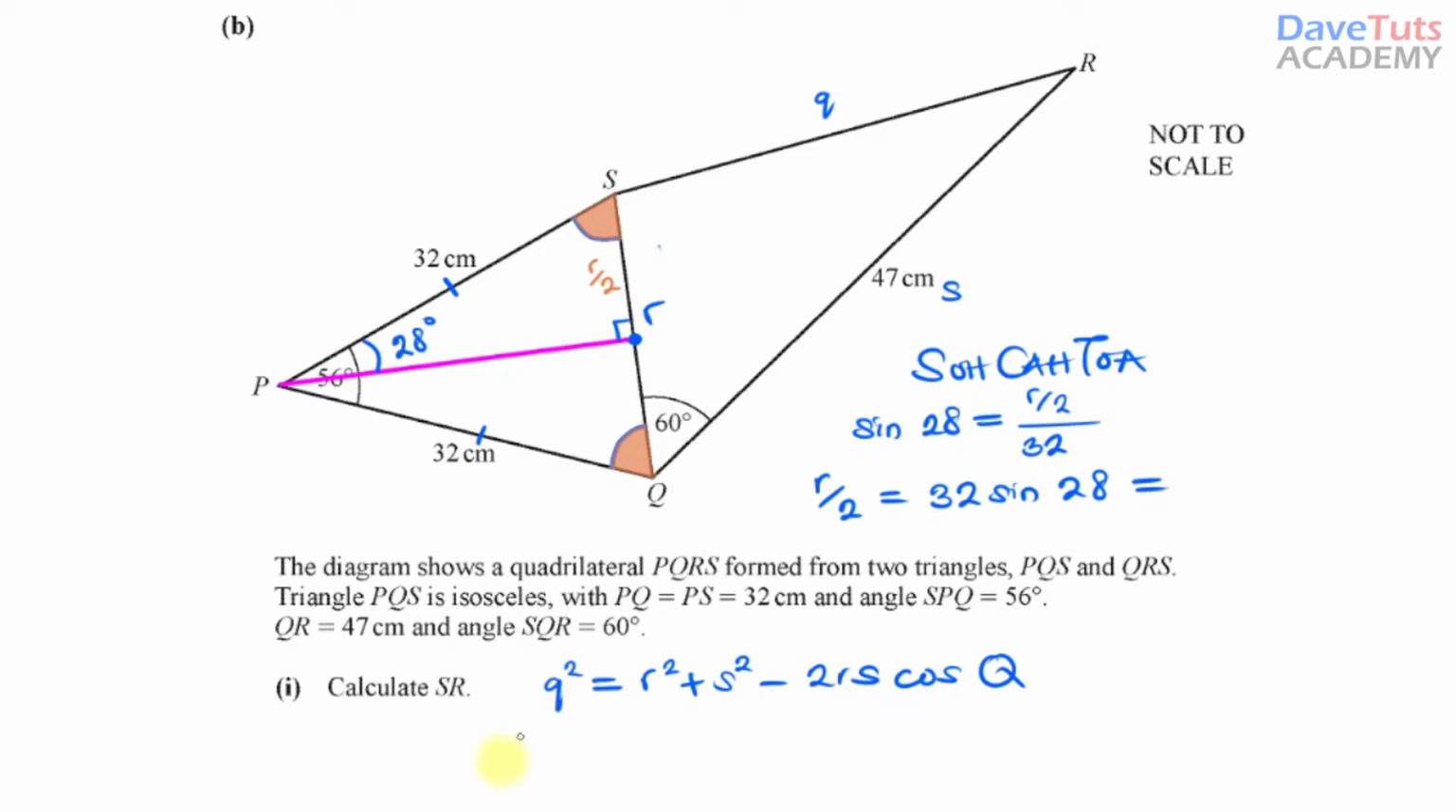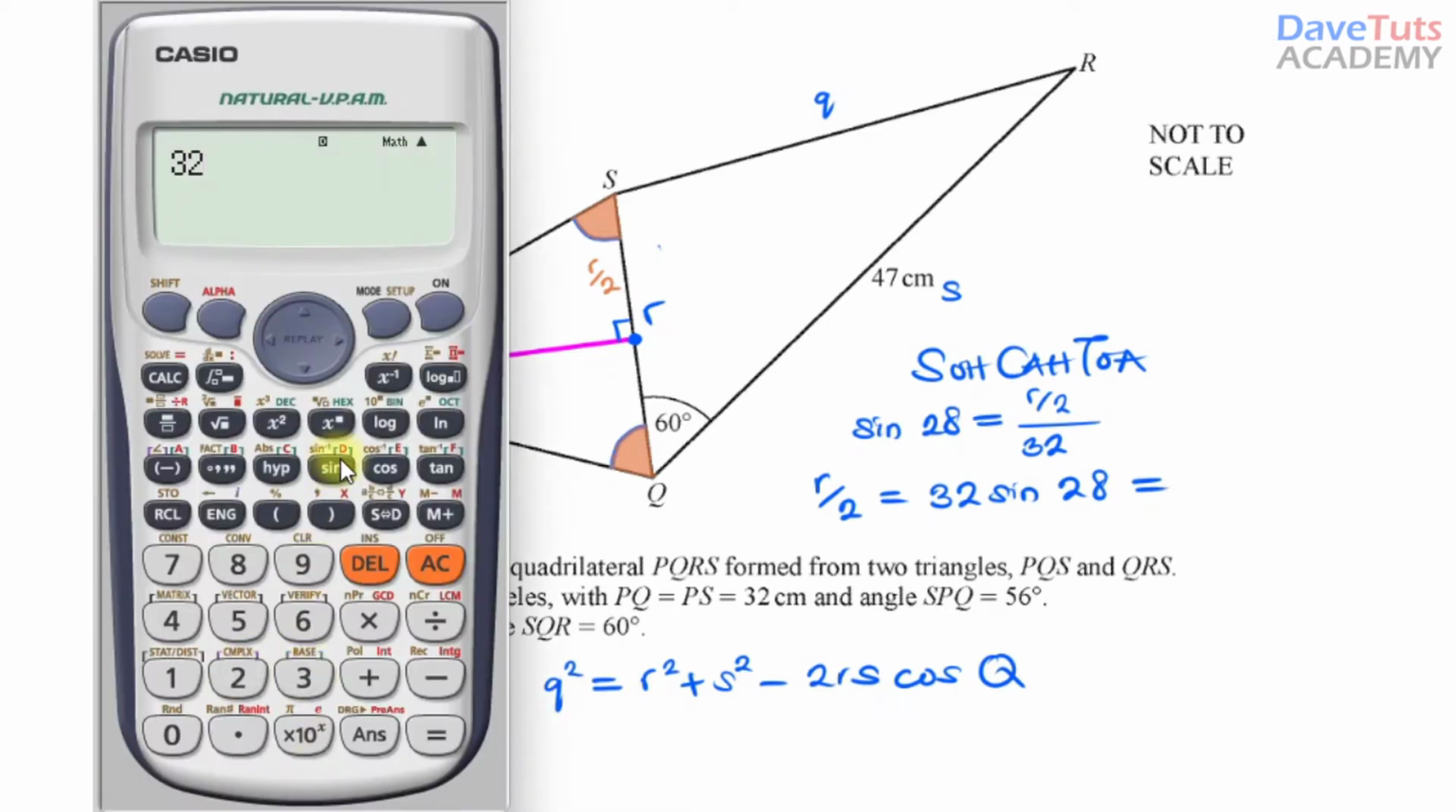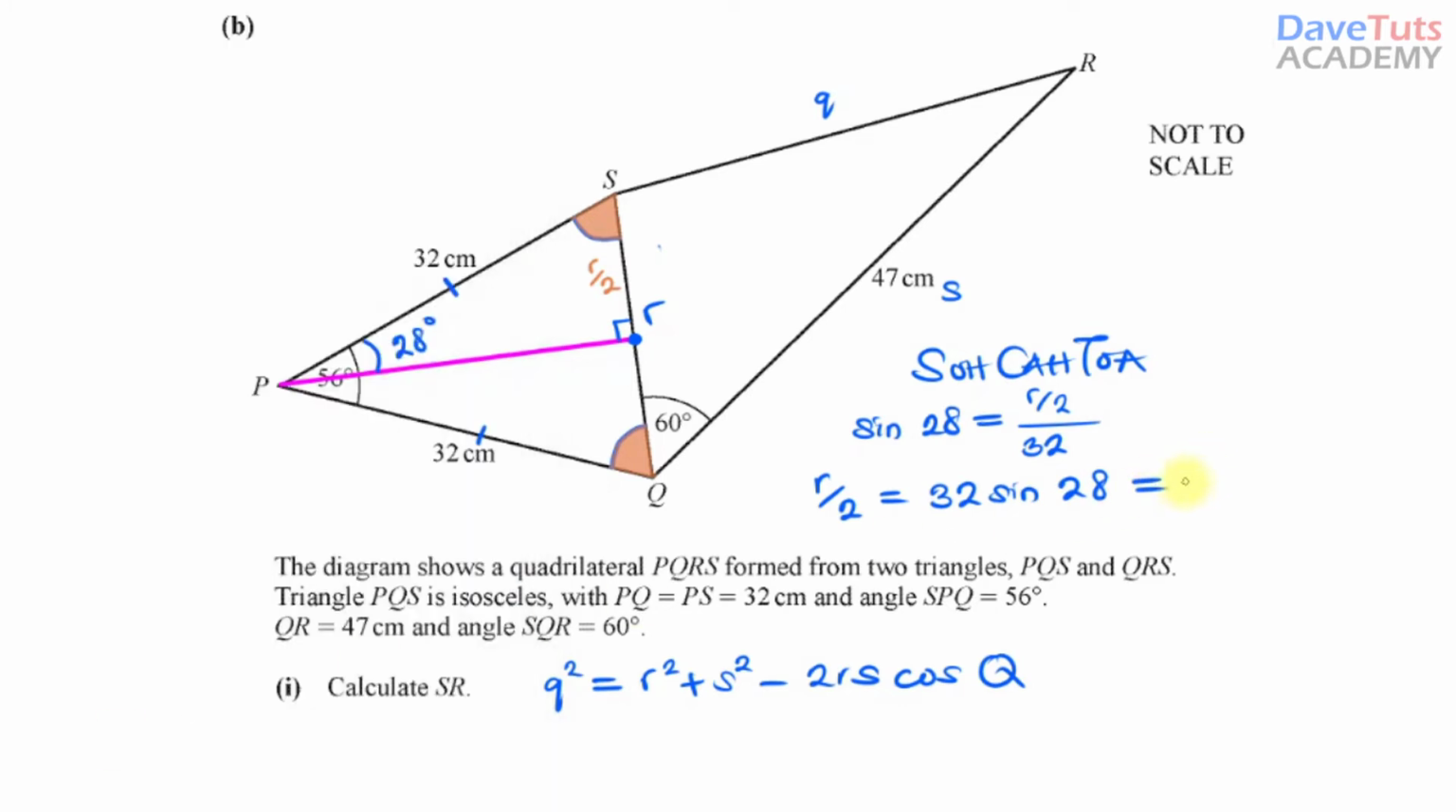And what's that going to give me? 32 sine 28 is 15.023. Then I can find my R from here. R will be 15.023 times 2. Okay? So I can just write that out.